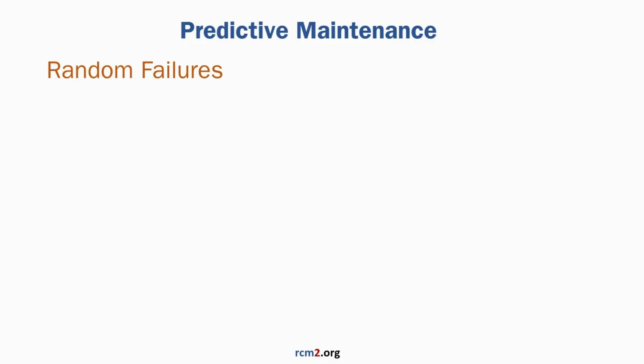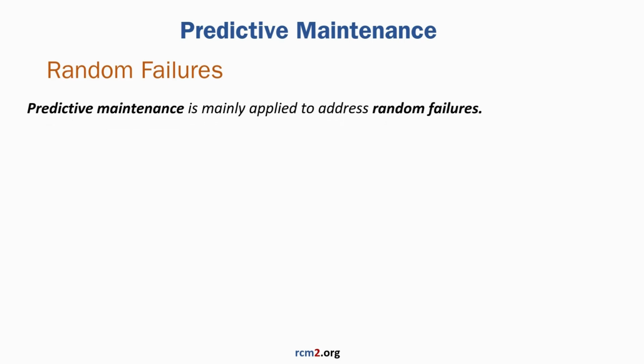Predictive maintenance was developed in response to a specific problem that preventive maintenance could not solve. Preventive maintenance is effective when components wear out according to a time-based pattern. But what if equipment fails randomly with no predictable relationship between time and failure? In such cases, time-based inspections or overhauls are not enough and may even be pointless. This is where predictive maintenance becomes essential. It is mainly applied to address random failures.